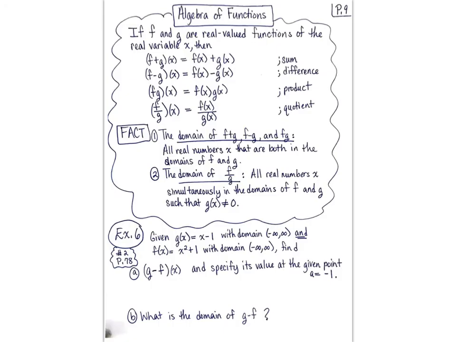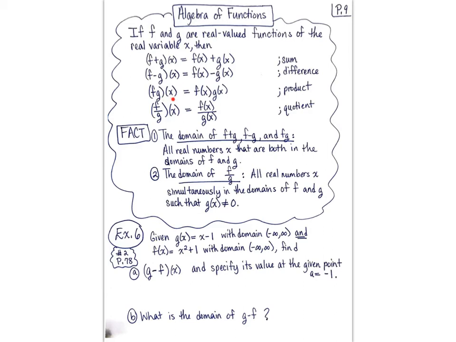Now, we want to talk about the algebra of functions. This just says, okay, if you are given two functions, you can add them. So if f and g are real valued functions of the real variable x, then we can add them. So f plus g of x is equal to f of x plus g of x. That's called our sum. We can subtract them. f minus g of x is equal to f of x minus g of x. That's our difference. We can multiply them.